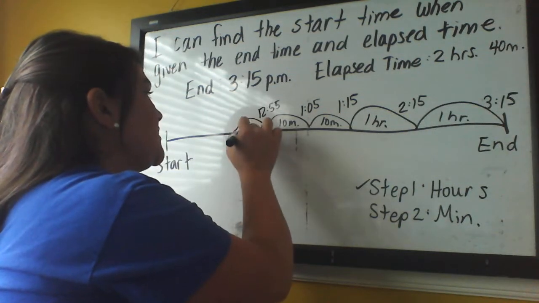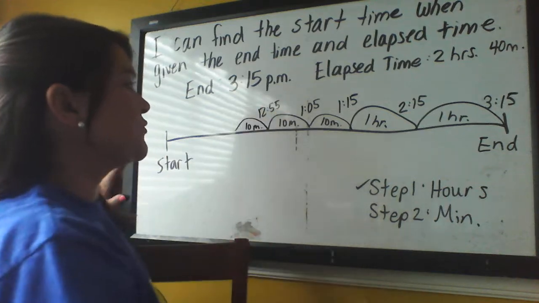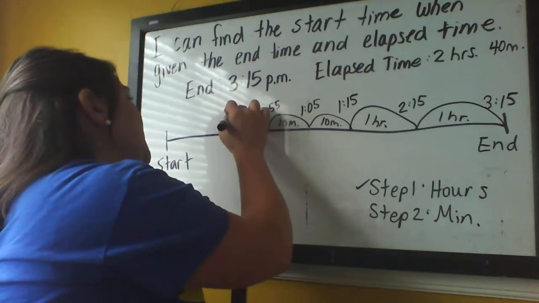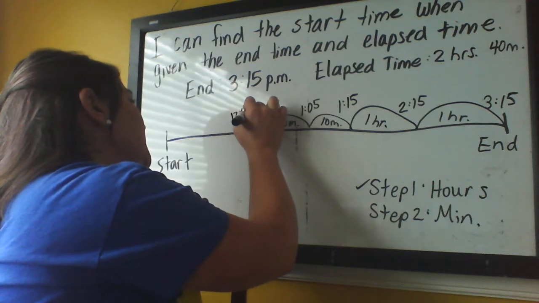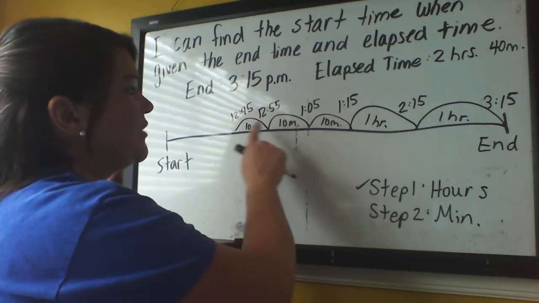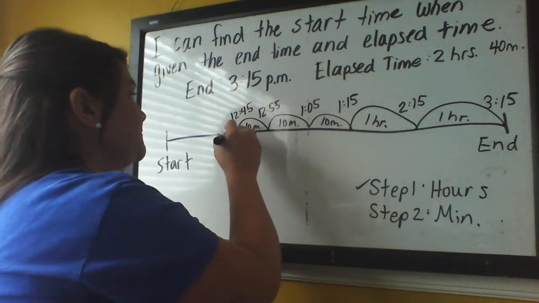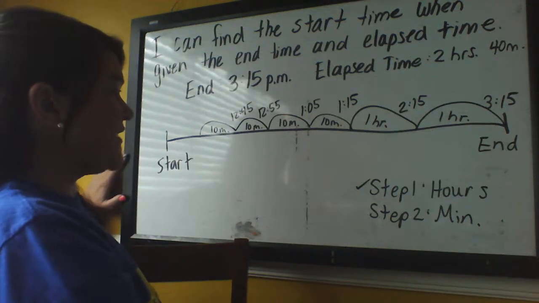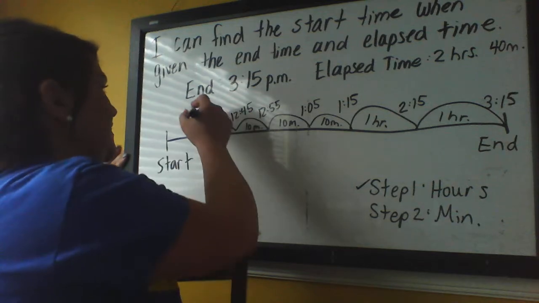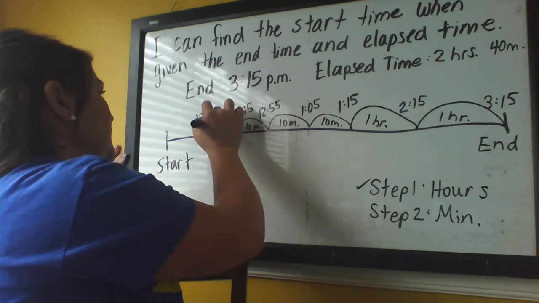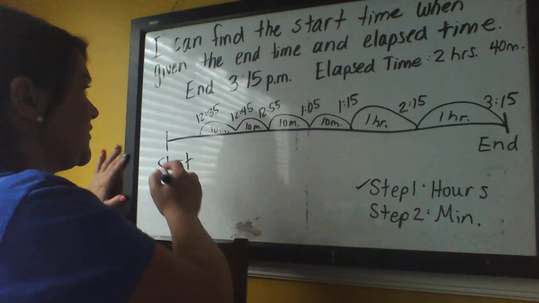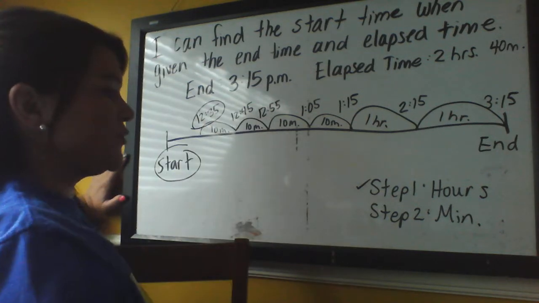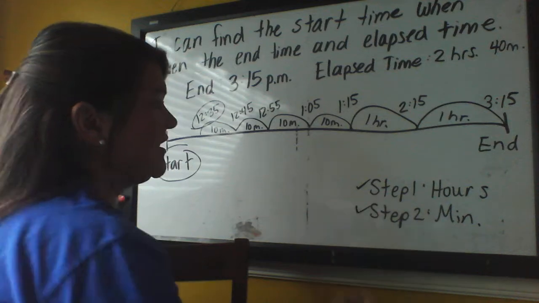So I'm going to do another 10 minutes. If it's 12:55 and I go back 10 minutes, now it's going to be 12:45. And I've gone 10, 20, 30, so I need to go 10 more. If it's 12:45 and I go back 10 minutes, now it's 12:35. So now I have figured out that my start time is 12:35, and I did my minutes.